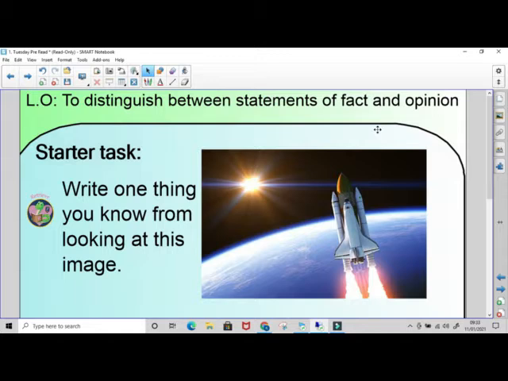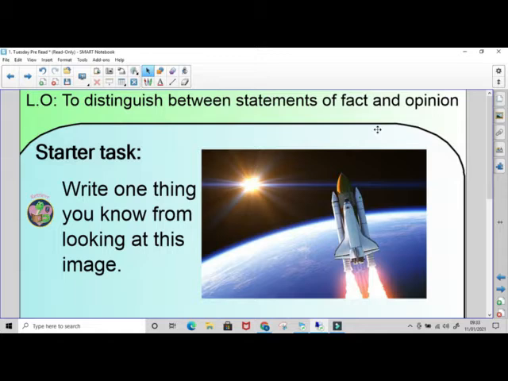So to get started this morning, I've got this pretty cool looking image, if I do say so myself, of the shuttle leaving Earth and going off up into space. So your task just to get going is, can you write down or just discuss one thing you know from looking at this image? So what do you know? It might be something to do with the shuttle. It might be something to do with the Earth. Maybe its color, maybe the shape of the Earth. It might be something to do with what is in the background of the picture. What do you know from this image?